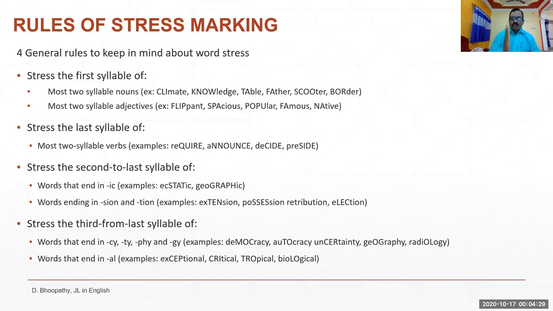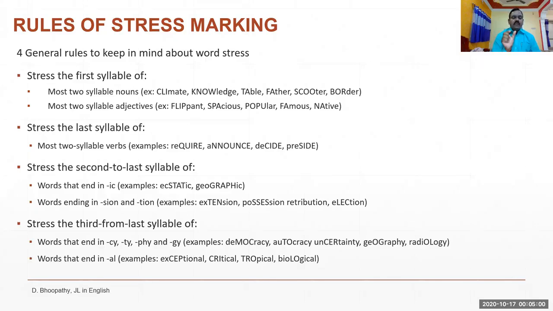Flippant, spacious, popular, famous, native. For example, famous. There are 2 syllables. The first syllable is the stressed syllable. Famous. And the second rule is the last syllable is the stressed syllable.